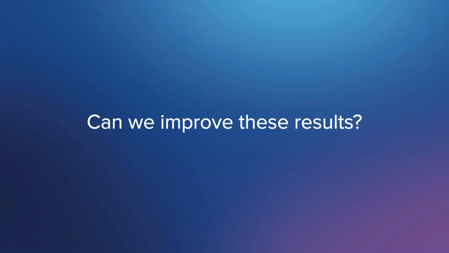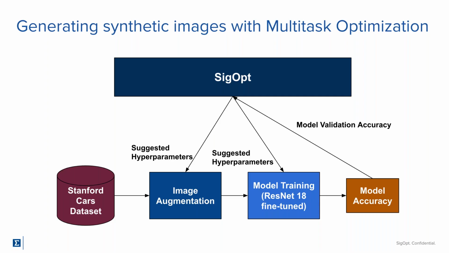And yes, we can. The way we're going to approach improving these results is generating synthetic data using multitask optimization in this very simple loop. Essentially, we'll be introducing image augmentation as part of our data pre-processing step, where SigOpt will now provide hyperparameter suggestions not only for image augmentation, but also for the model training.